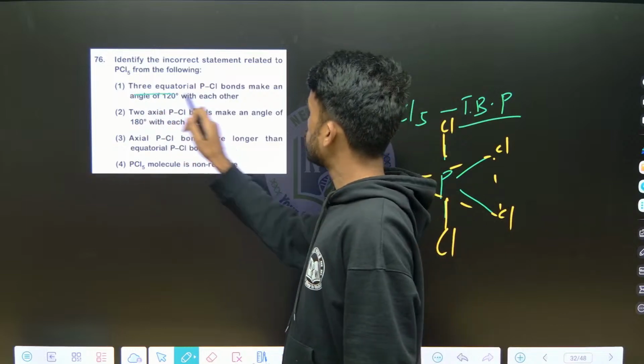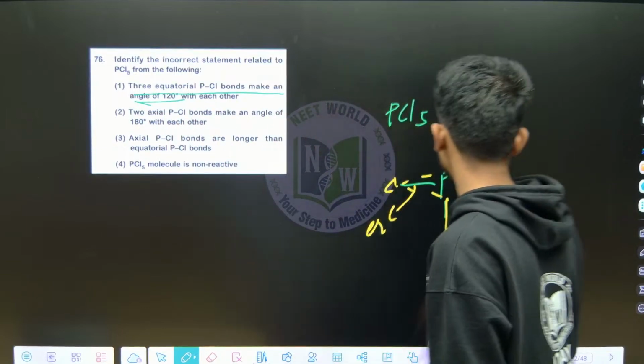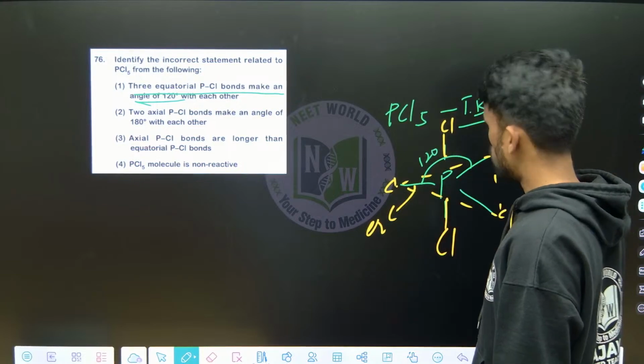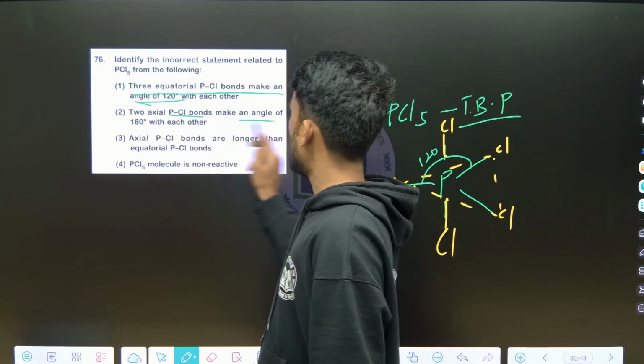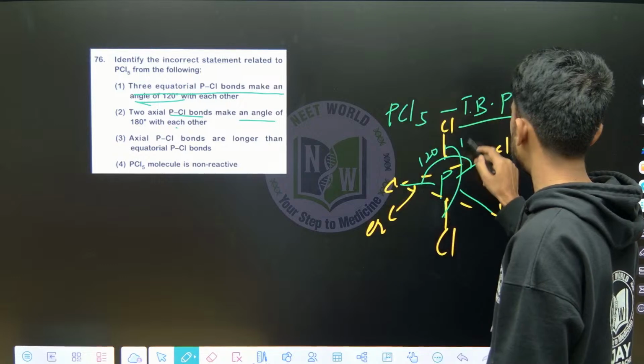Now the 3 equatorial PCl5 bonds make an angle of 120. What is the angle here? 120. Okay, that is correct. The 2 axial bonds make an angle of 180 to each other. Yes, this is 180. That is also correct.